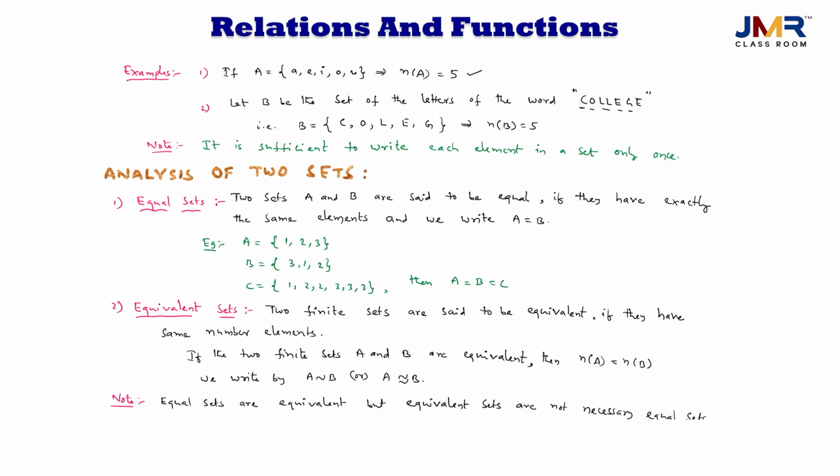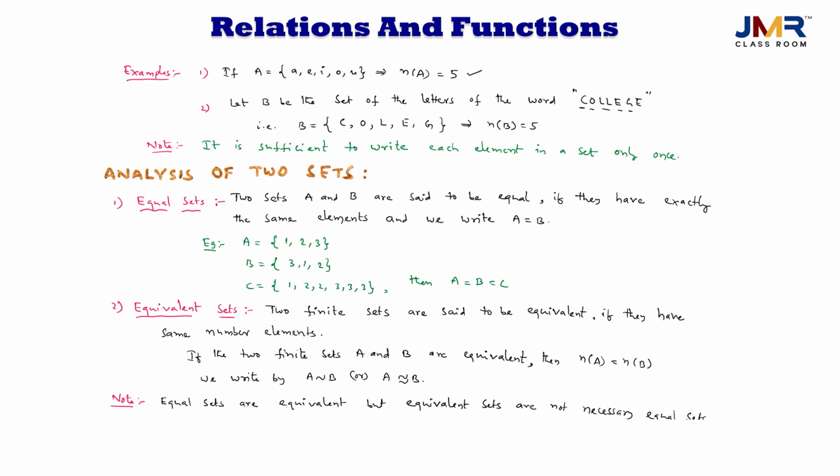Example, see, A equals set of 1, 2, 3, B equals set of 3, 1, 2, C equals set of 1, 2, 2, 3, 3, 3. Then A, B, C, all three are same sets because in set theory, the order of the elements does not matter. Set A contains the elements 1, 2, 3. Set B contains the same elements 1, 2, 3, but in a different order. You can write in any way.